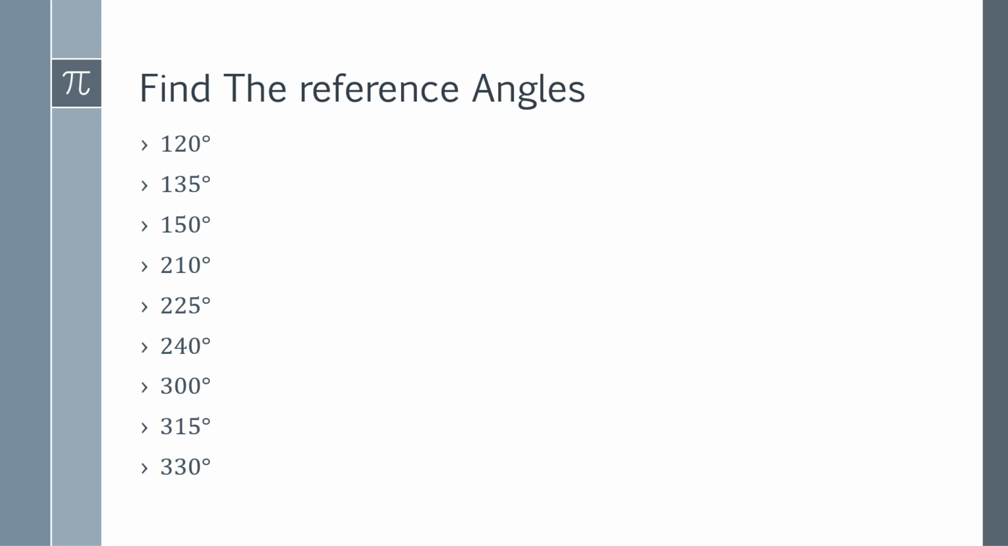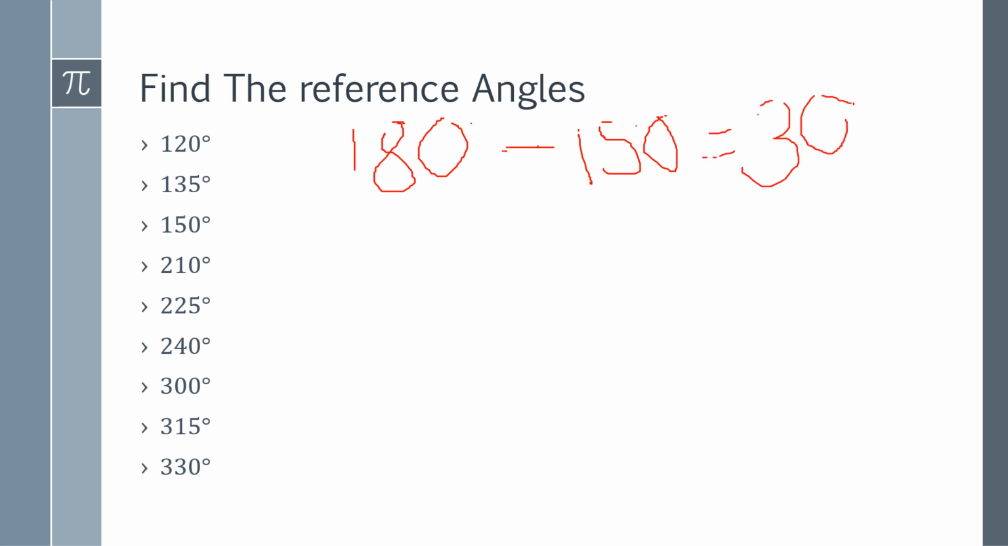Because 150 I know is in quadrant 2, I go 180, because that's the highest degrees I can go. 180 minus 150. And if I subtract, the reference angle is going to be 30 degrees. Again, I know that it's in quadrant 2 because in quadrant 2, the highest degrees I can go is 180. So the angle has to be between 91 degrees and 180 degrees.